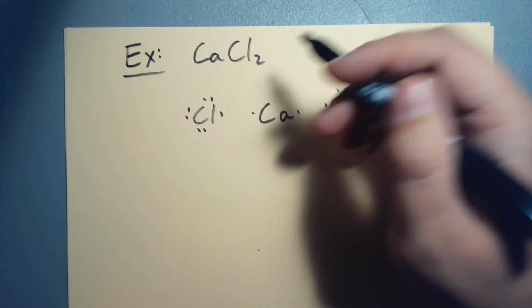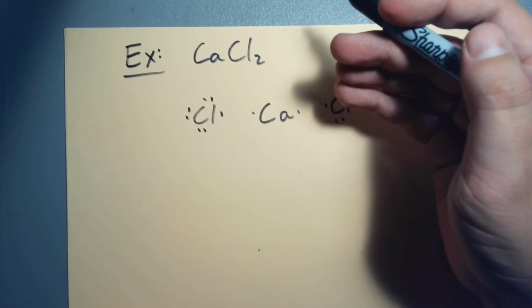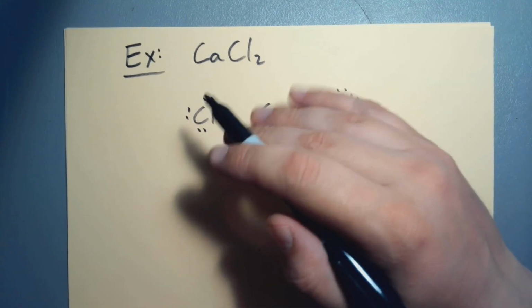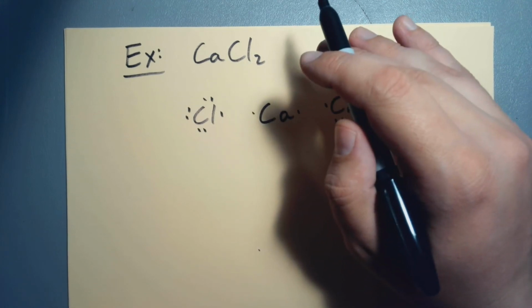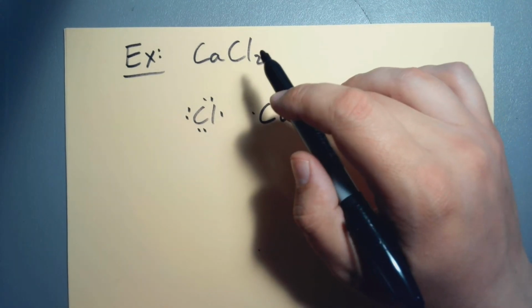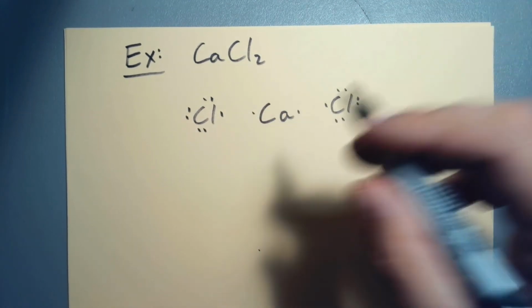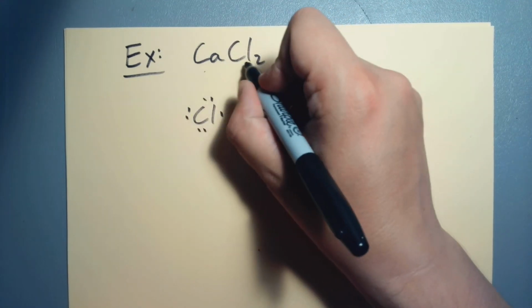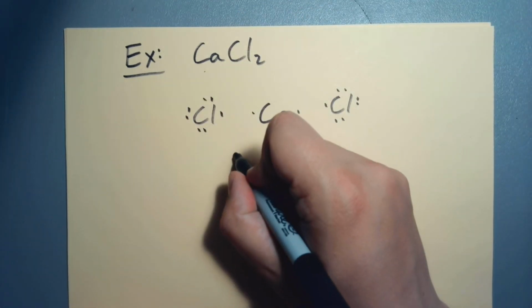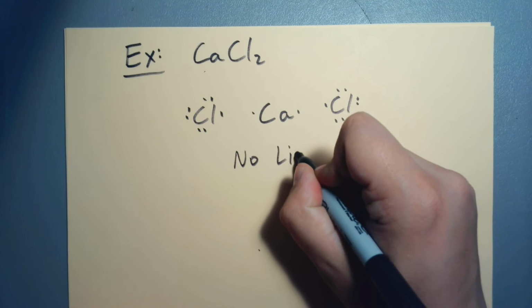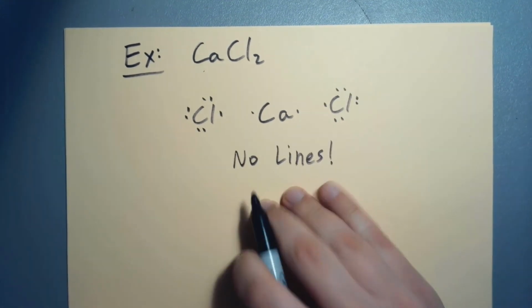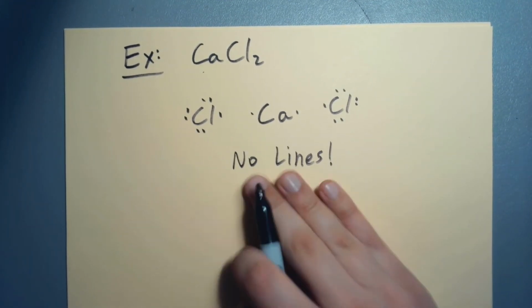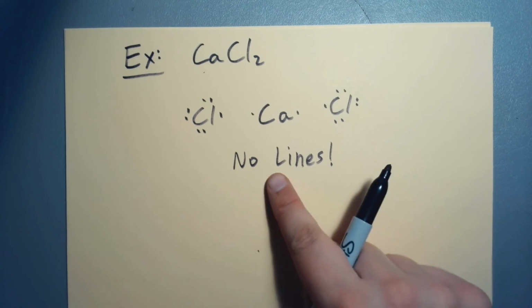That's a fair thing to do first. But then you got to go, is it ionic or covalent? Because that is a big fork in the road. Because if it's covalent, we would draw lines. But it is ionic because we have a metal and a non-metal. So no lines.